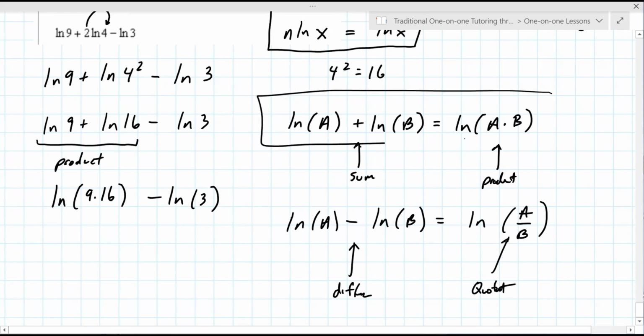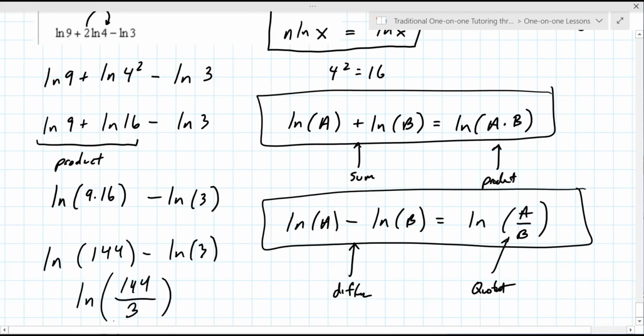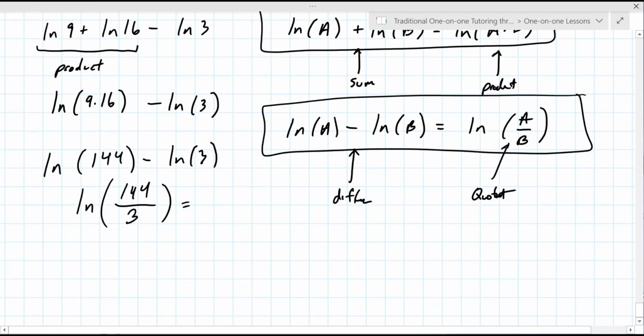And the thing that maybe isn't clear is that it doesn't matter whether it's ln or log, it's the same properties. Like I showed you in the previous problem using log instead of ln, they're exactly the same. So what this does is it becomes 9 times 16, which is 144. Now we write it as 144 over 3, and natural log of 144 over 3 is natural log of 48. And you'll see that is one of the possible answers here.